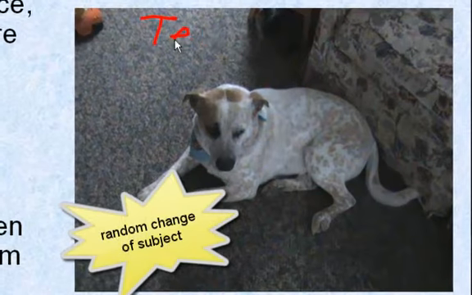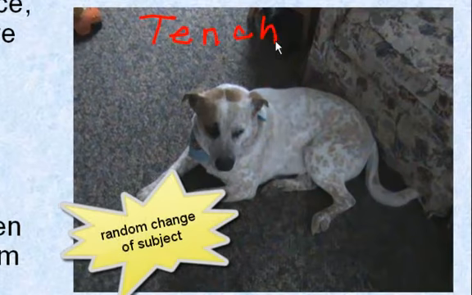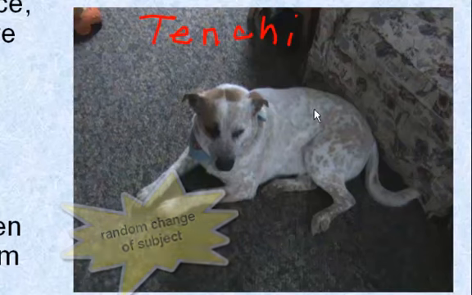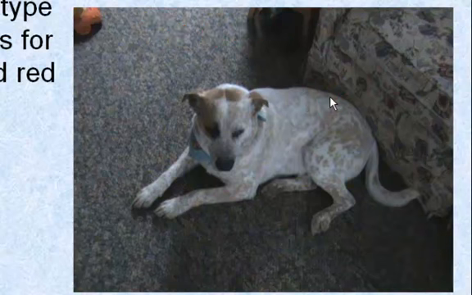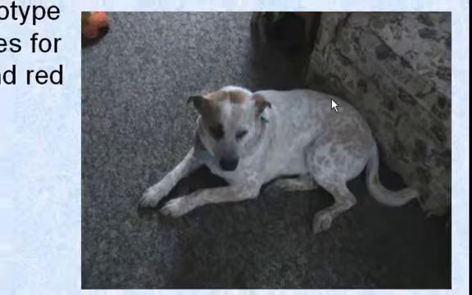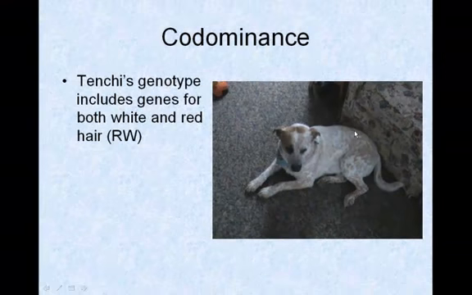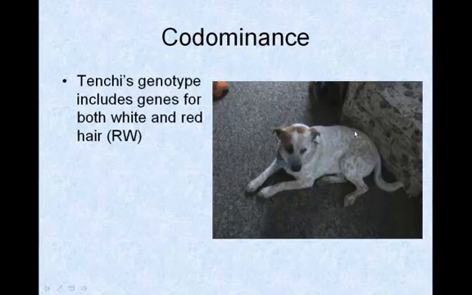So this is my dog. This is Tenchi. He's my baby. So if you look at Tenchi's coat, he has what looks like a white coat with orange spots, or red. So he's spotted. So Tenchi has a gene for white hair and a gene for red hair.